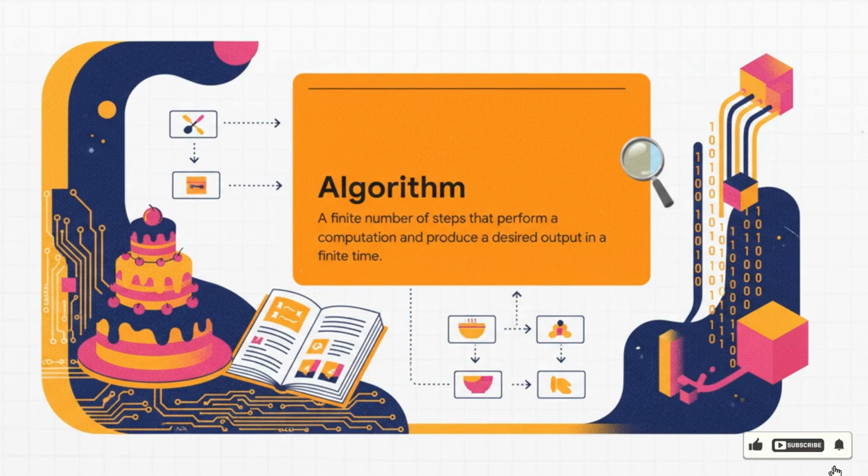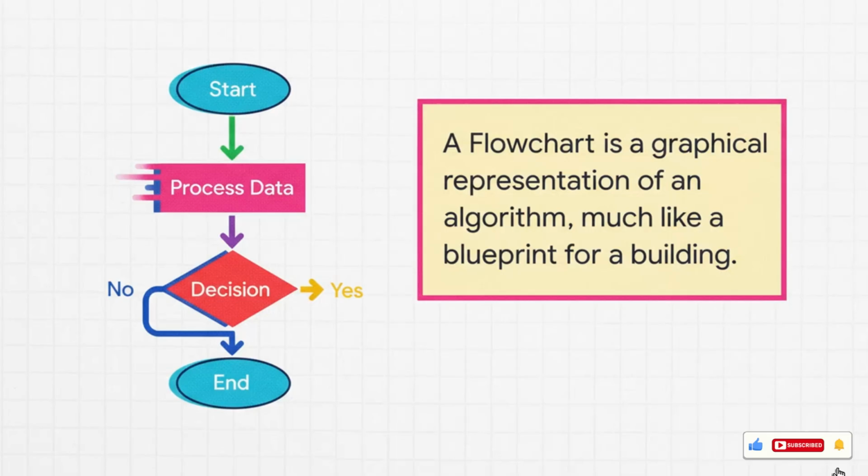Don't let the fancy words scare you. It's just a set of specific steps to solve a problem. That's it. It has a start, it has an end, and it tells you what to do in between. The best analogy? A recipe. A recipe gives you step-by-step instructions to bake a cake, and an algorithm gives the computer step-by-step instructions to get a job done.